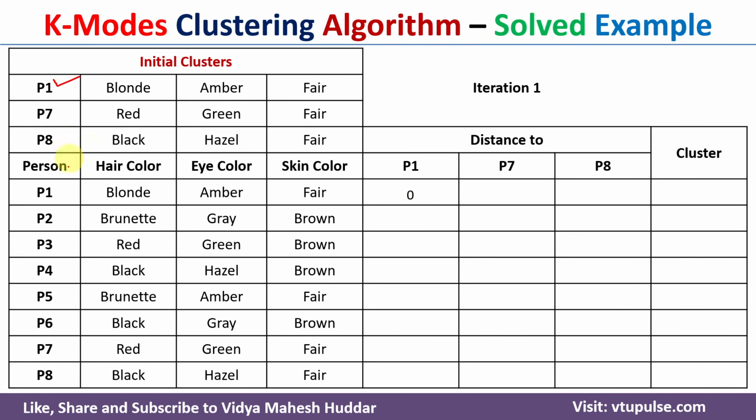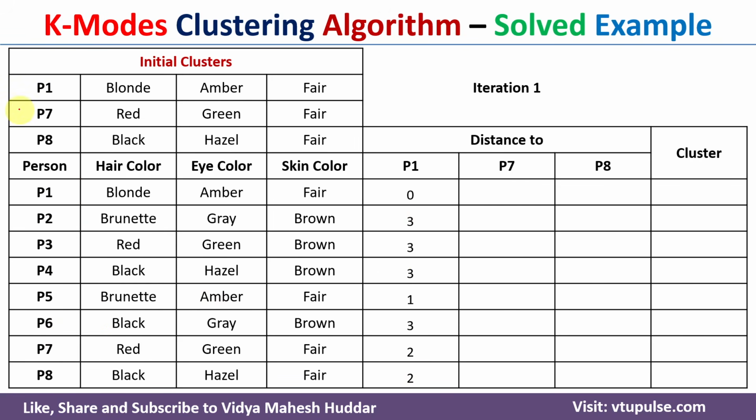Next we will compare P1 with P2. Here it is blonde but here it is brunette, one mismatch. Here it is amber and it is grey, second mismatch. And it is fair and it is brown, third mismatch. So we have three dissimilarities, that is what I have written here. Similarly, we need to calculate the dissimilarity of P1 with all the persons. Once you find the dissimilarity with all the persons, it will look something like this.